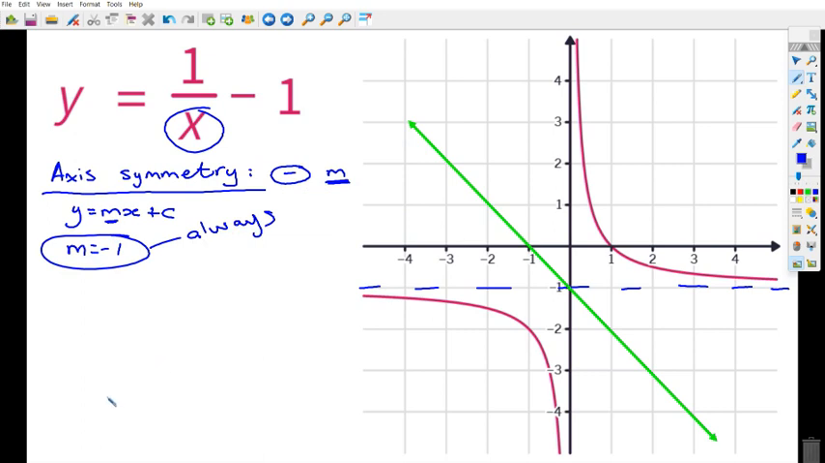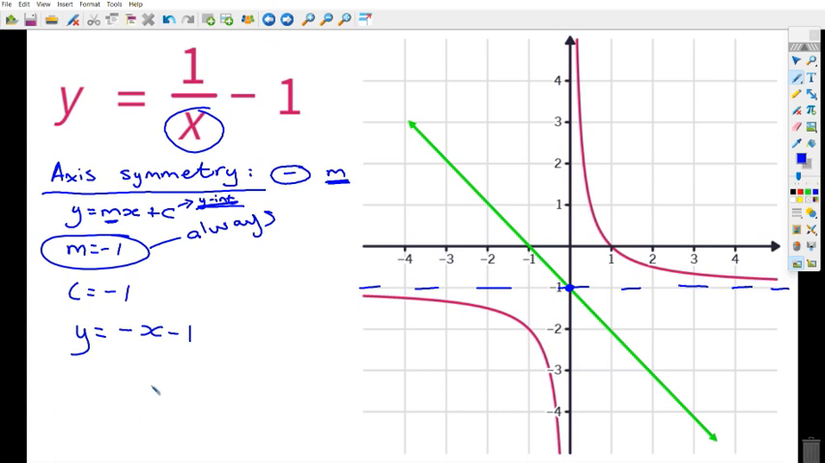Alright? And then my c value, what is my c value for any straight line? The c value is always my y-intercept. And what is my y-intercept over there? -1. So my c value is also -1. So what's the equation of this axis of symmetry? y is equal to negative x minus 1. Can you guys see that? I hope that's making sense.